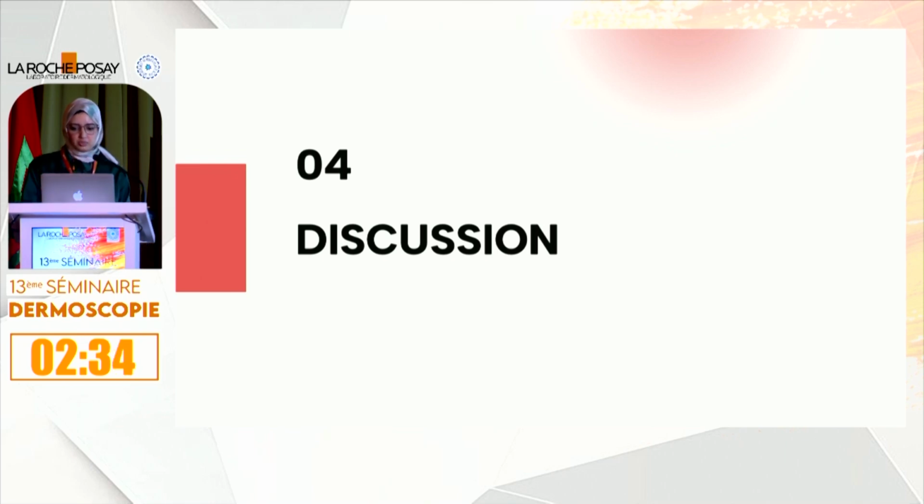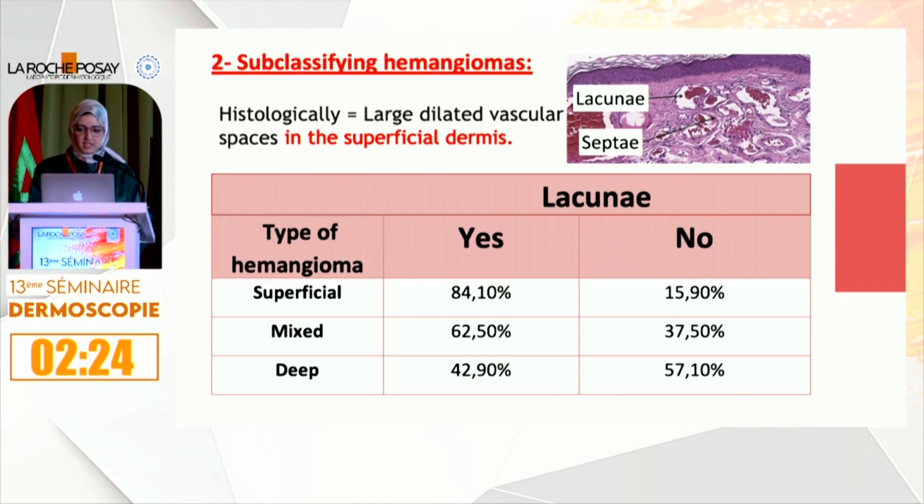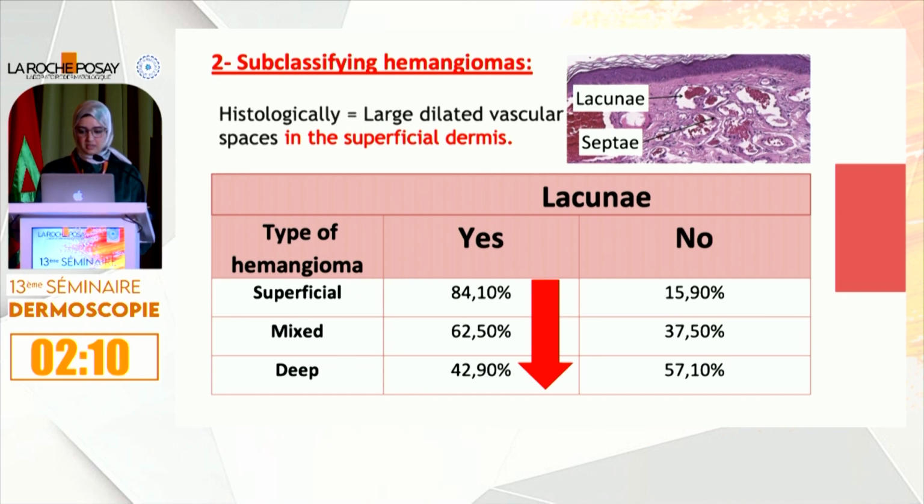Moving to the discussion part. Firstly, dermoscopy allows the correct diagnosis, especially when the arrangement of lesions is not suggestive, as seen in the picture. It allows subclassifying hemangiomas by analyzing lacunae and vessels. Histologically, lacunae correspond to large dilated vascular spaces in the superficial dermis. Then we noted that lacunae are more frequently present in superficial hemangiomas than mixed and deep ones.